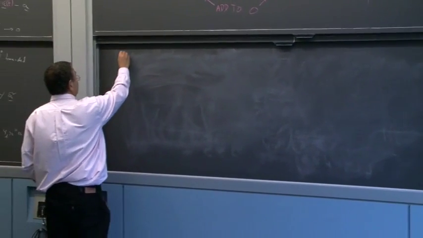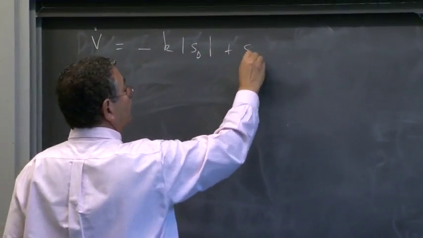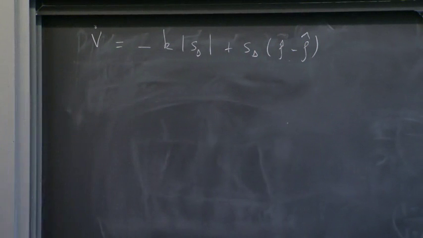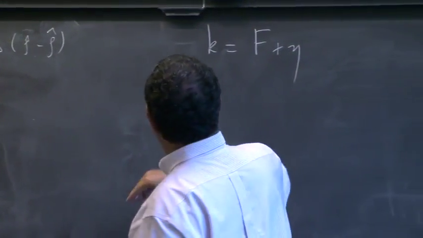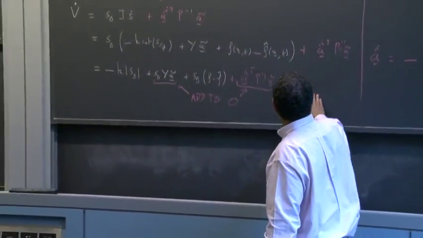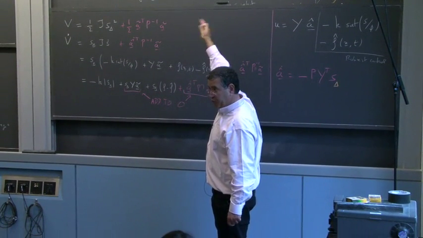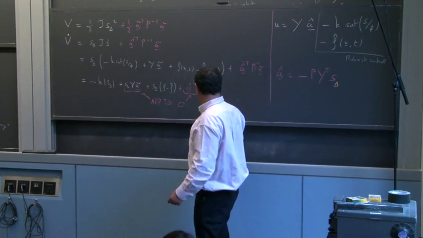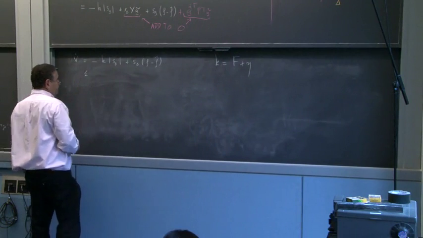What can we say? Well, we have V dot, which is equal to minus K S delta plus S delta times F hat minus F, or F minus F hat. Now, suppose I pick K, as I would in robust control, as F plus eta, where F, capital F, is the bound on the error, not on the entire dynamics, but on these residual terms, which are small f. So a much smaller bound than we would have if we'd had a bound on everything. Suppose I pick this. Then what can I say?